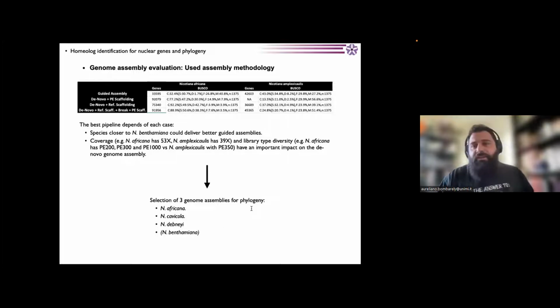Because initially we were interested only in the origin of the Suaveolentes and not in the diversification process at this stage, we selected only three genomes to work with for the phylogenies that also have a decent genome assembly quality. That was Nicotiana africana, Nicotiana cavicola, and Nicotiana debneyi or forsteri.